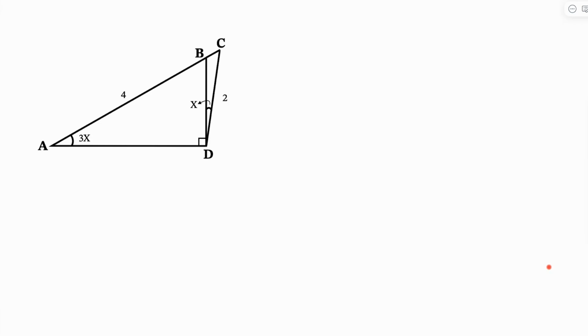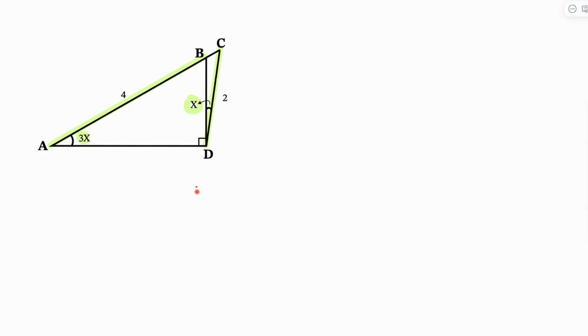We have a problem, and in this problem we're going to find the value of x that we have here, x and 3x also here. The only information we are given is the length of this segment AB and also this segment CD. So how do we solve the problem?